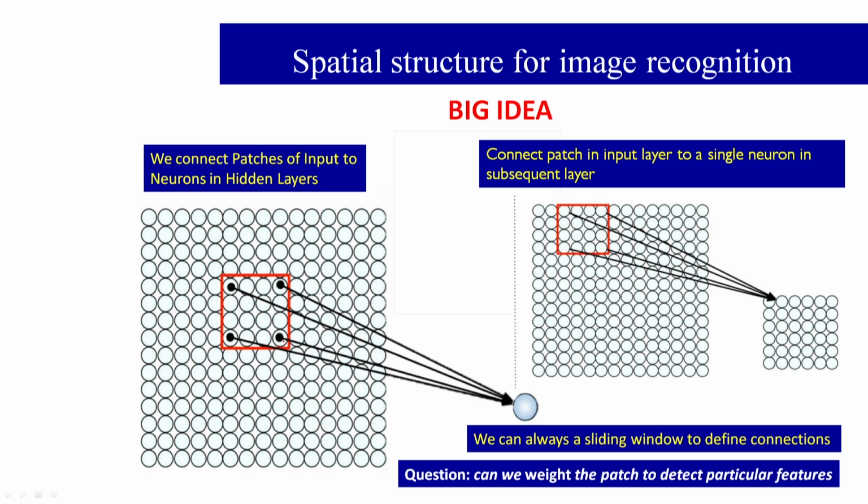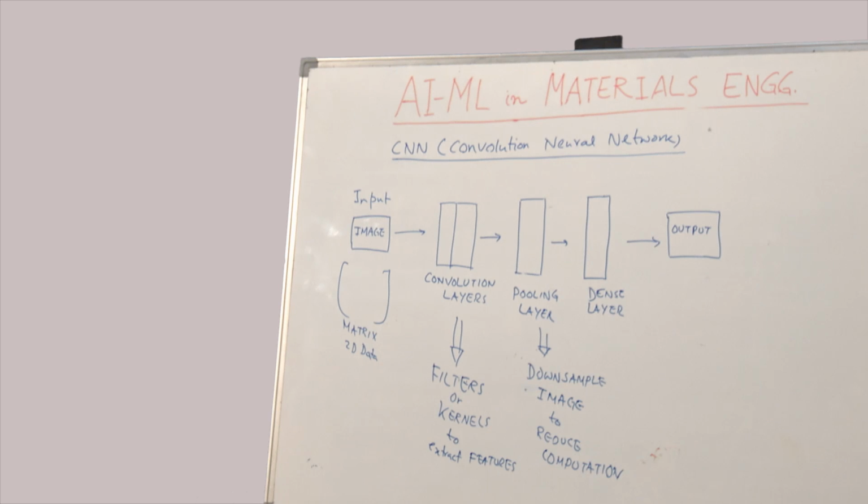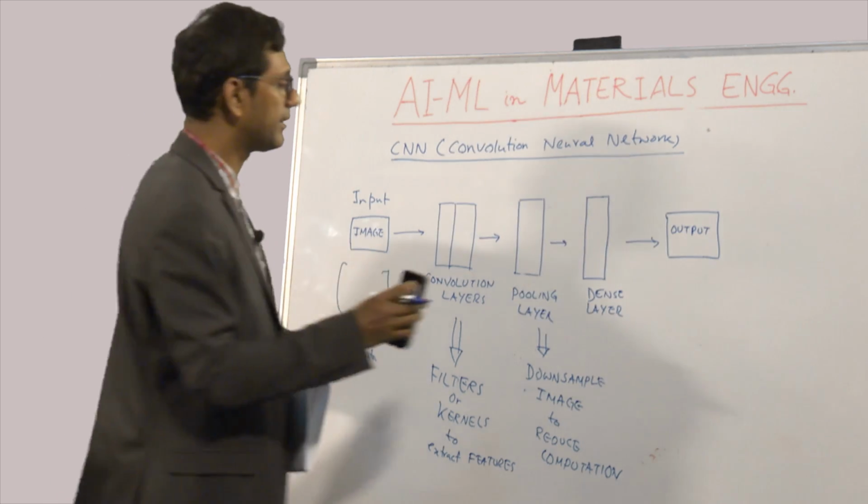So, the question is, can you weight the patch to detect particular features? That means, can we assign weight to each of these patches? Weights, as we put in any neural network, as I showed you W1, W2, W3, to each of these. So, can you also do that? Yes, you can do that. That will determine whether a particular feature is more important or less important. So, let me explain in a very simple way. This is what is actually used, much simpler than what I showed in the slide.